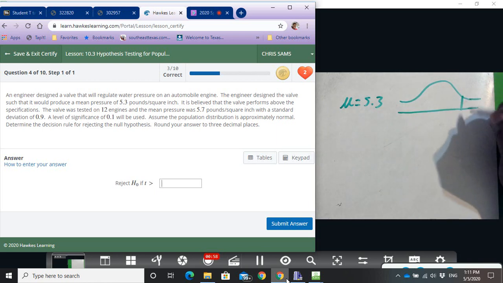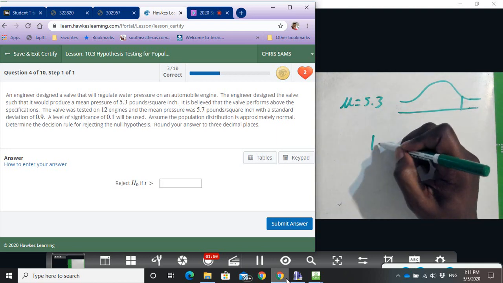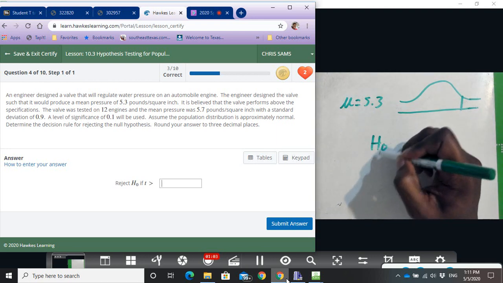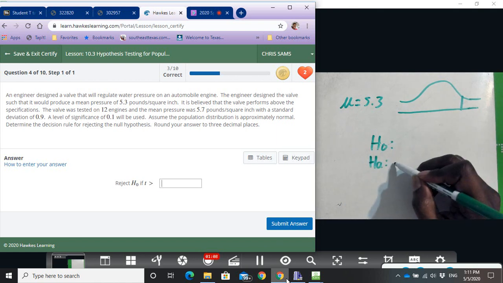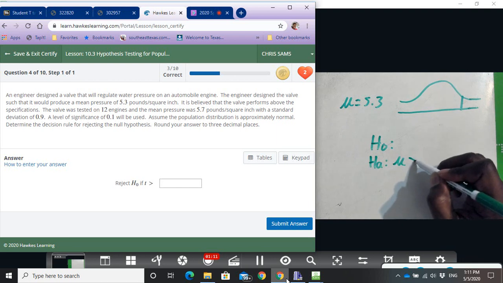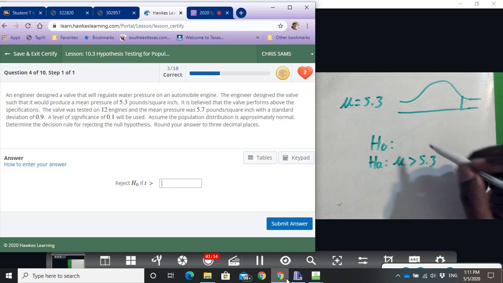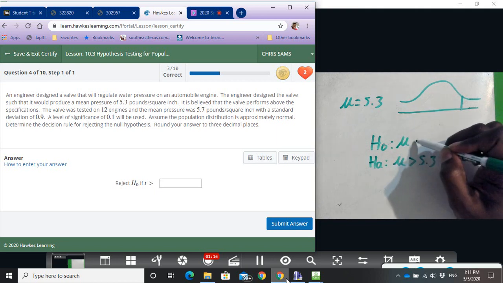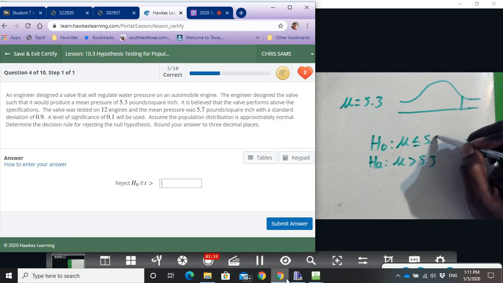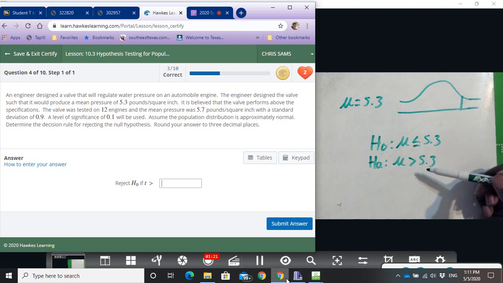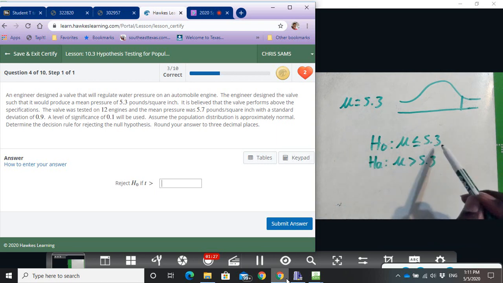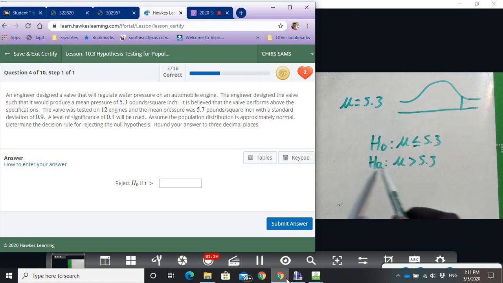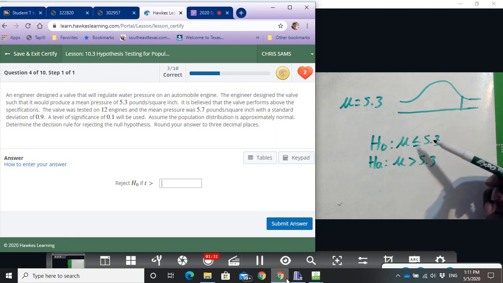So we think it performs above specification, so I need to set up my null and alternative. What we believe to be true, that it is performing above, we're going to say that the mean is greater than 5.3. And then the opposite, we're going to say that the mean is less than or equal to 5.3. So these will be my two hypotheses. And this is the one that we try to rule out. We try to say that this cannot happen, so that this must be true. So either we reject or we fail to reject this.